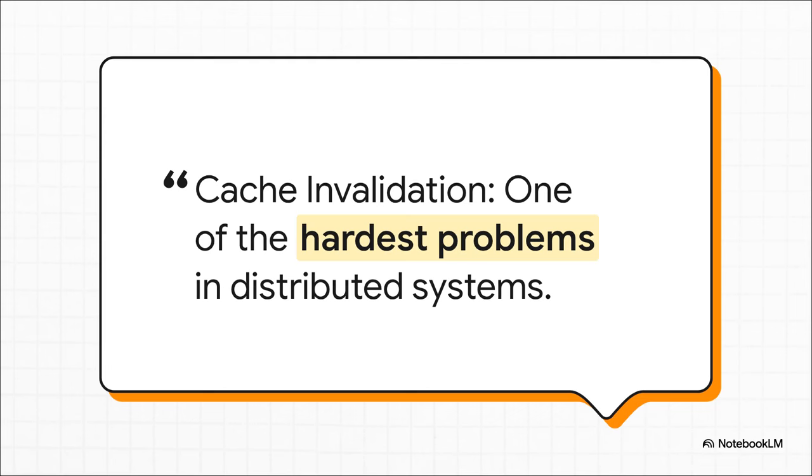And it's so true. Why is invalidation so hard? Because when a piece of data changes, you have to find and get rid of every single copy of it that might be hiding in caches all across your system. If you miss one, you get these bizarre bugs where one user sees the new data and another sees the old data. It's a nightmare to debug.